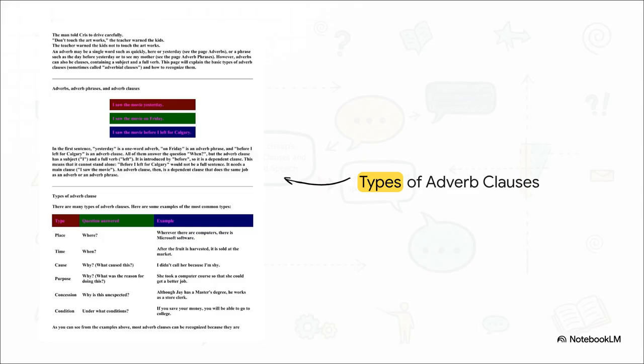We have clauses for place, like "wherever there are computers, there is Microsoft software." We've got time, "after the fruit is harvested." Cause, "I didn't call her because I'm shy." Purpose, "so that she could get a better job." Then there's concession, which highlights something unexpected, "although Jay has a master's degree." And finally, condition, "if you save your money." These really are the foundational building blocks of great storytelling.